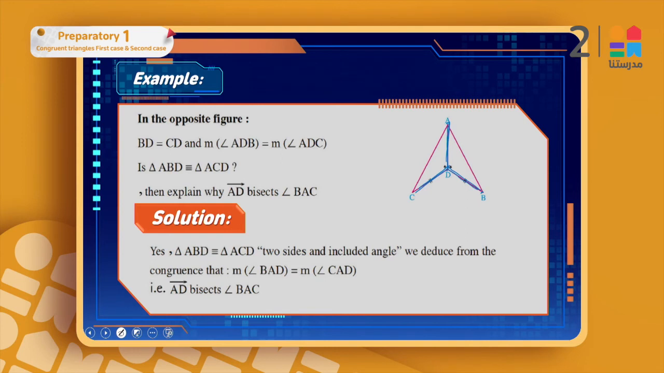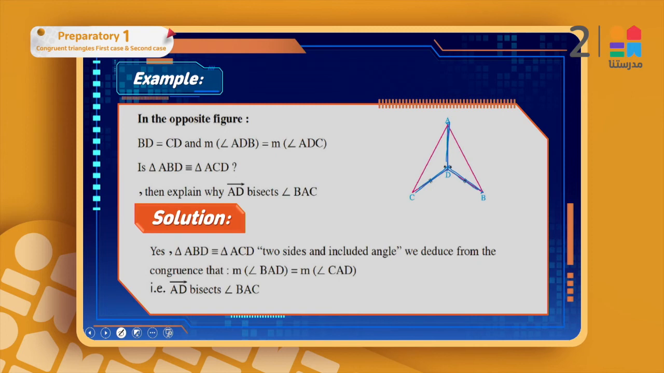So actually we have two sides and the included angle. So here we have side, angle, side. So corresponding, the measurement of angle BAD is equal to the measurement of angle CAD, and AD bisects the angle BAC.